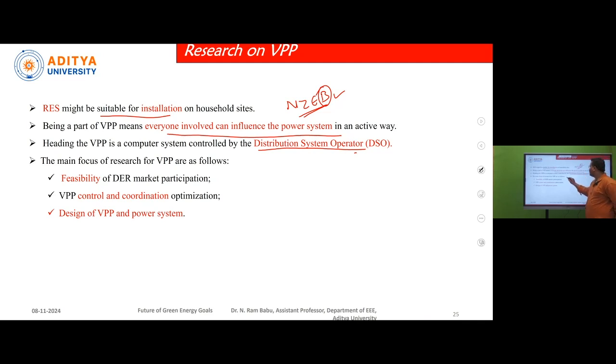And here I have mentioned three main focuses. First one is feasibility of distributed energy resource for market participation. The second one is virtual power plant control and coordination optimization. And the third one is design of virtual power plant and its power system. So these three are the main focuses of research in virtual power plants.